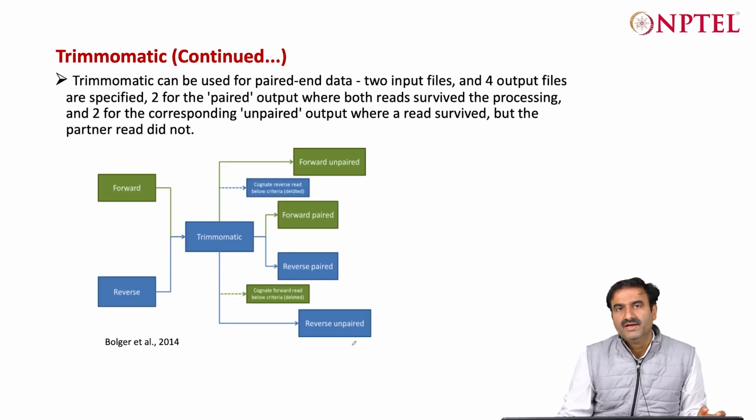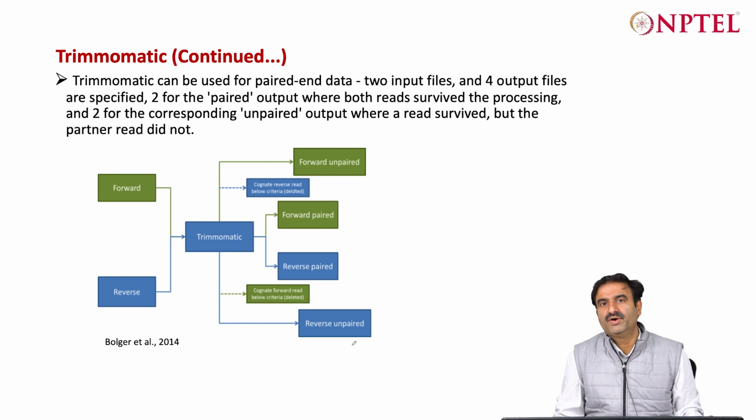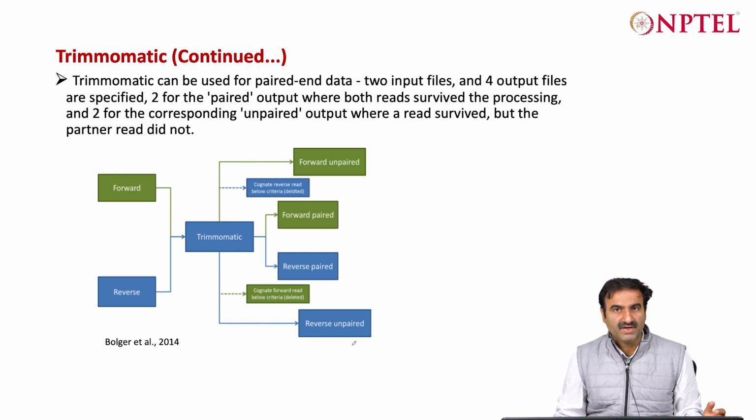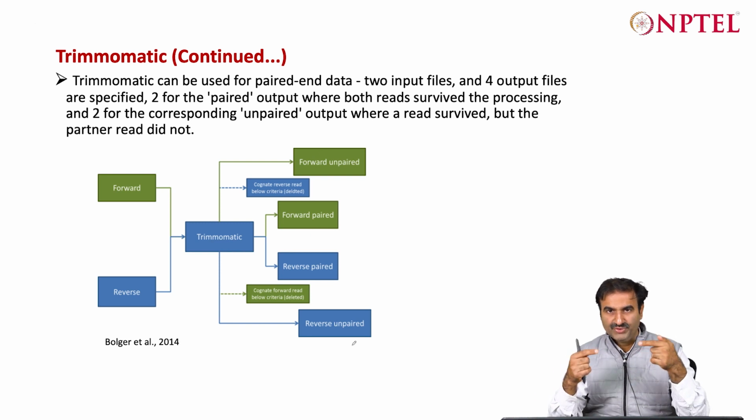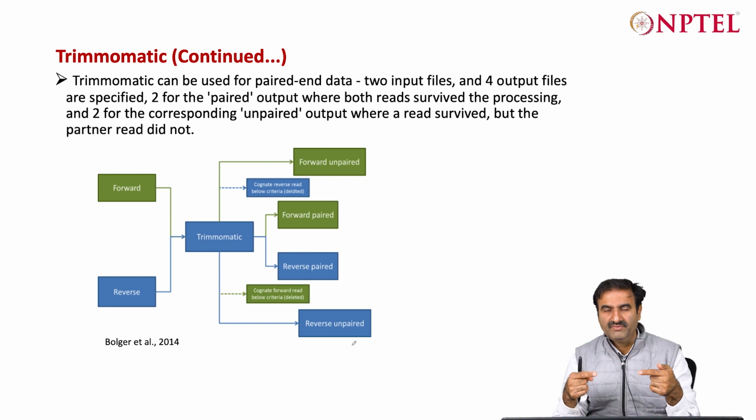Trimmomatic also does one more thing, because you are using paired end reads. It is not the case that after quality filtering, all the data that you get will be paired end. In most cases both the pairs will be retained, because both the forward and reverse reads from the paired end sequence were above the quality score and all the parameters that you gave.